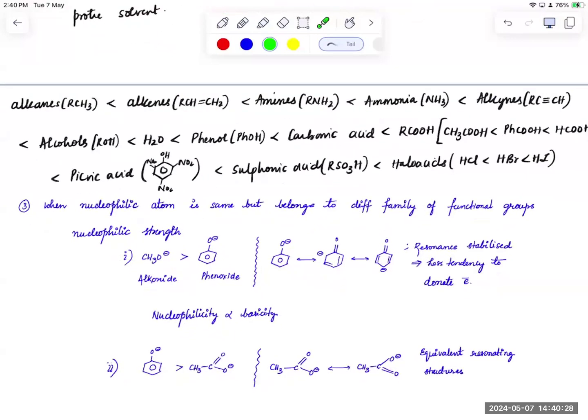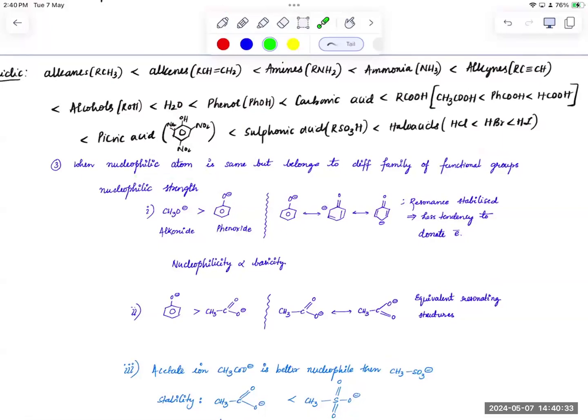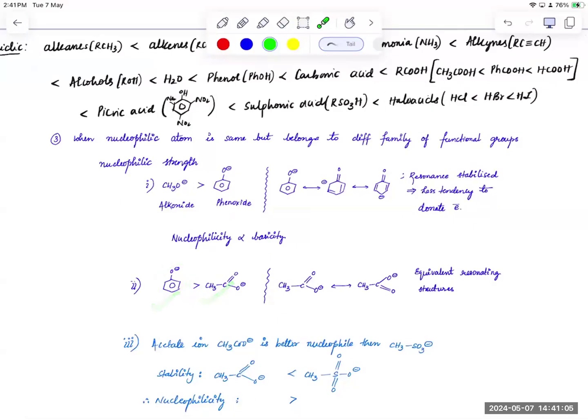Now comparing this entire logic here, check out. If the nucleophilic atom is the same but belongs to a different family, this is the alcohol family and this is the phenol family. You know that alcohols are less acidic than phenol. So alkoxide will be more basic than phenoxide, and the same rule will follow in their nucleophilic order also. Similarly, acetic acid is more acidic than phenol, so its conjugate base is weak compared to phenoxide. So this is the nucleophilic nature as well.